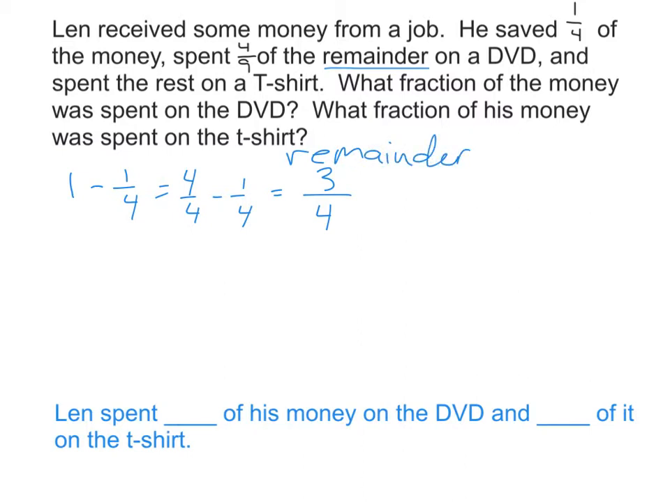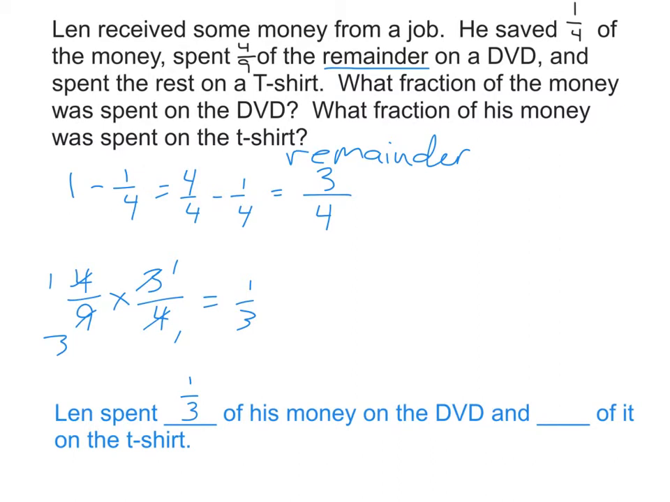And then he spent 4/9 of 3/4 on the t-shirt. So if I multiply those out, I can reduce. And that would be 1/3. So 1/3 of his money on the DVD. And then the rest on the t-shirt.